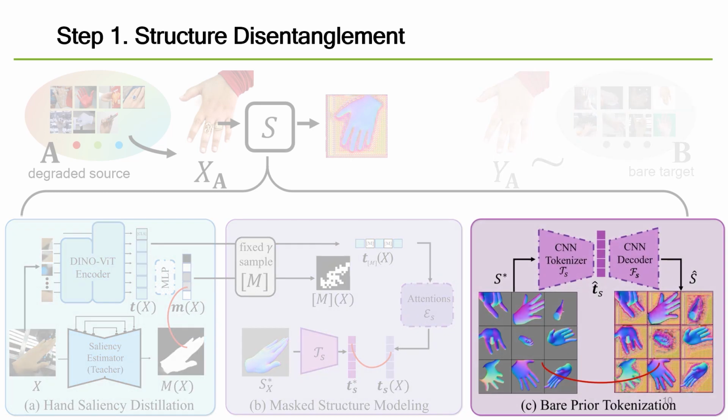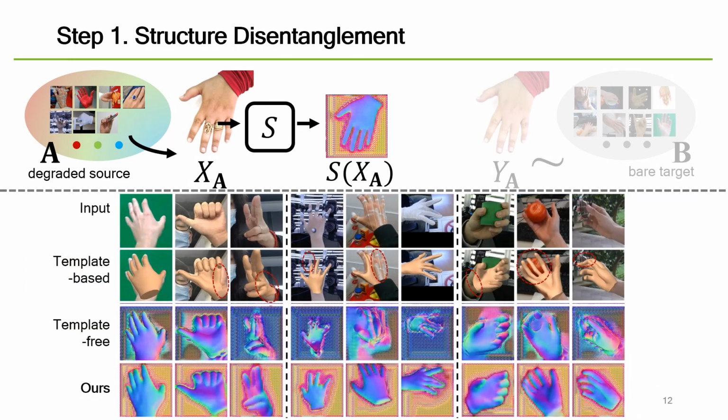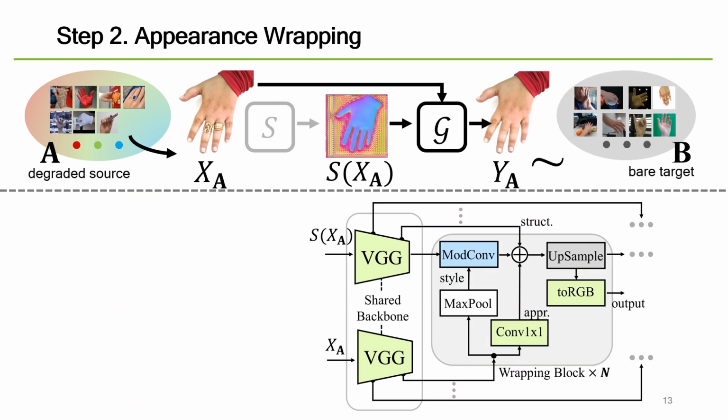Considering the hand structure map is redundant, a VQVAE is further adapted to tokenize the bare structure prior. Interestingly, when feeding the sketcher's output as the input again, the two outputs should be consistent because the structure map domain is also an image domain. We utilize this elegant property to train our sketcher in a semi-supervised paradigm. Through experimental comparison, we found that this bare structure modeling is more accurate and robust than either template-based or template-free strategies.